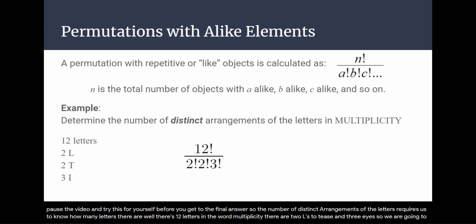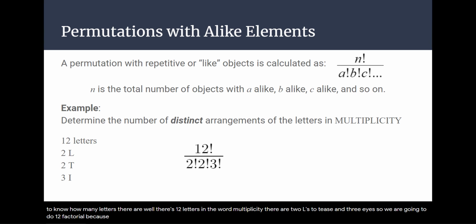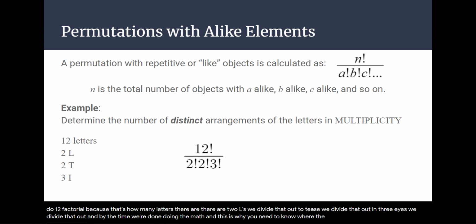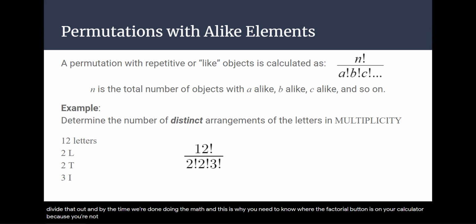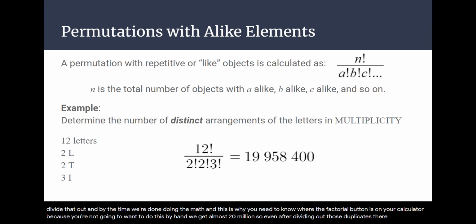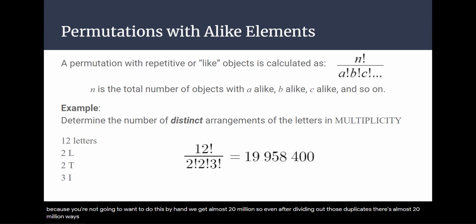So we are going to do 12 factorial because that's how many letters there are. There are 2 L's, so we divide that out. 2 T's, we divide that out, and 3 I's, we divide that out. And by the time we're done doing the math, and this is why you need to know where the factorial button is on your calculator, because you're not going to want to do this by hand, we get almost 20 million. So even after dividing out those duplicates, there's almost 20 million ways to write out the letters in that word and not have a repetitious item.